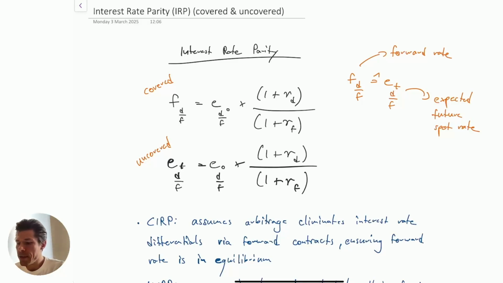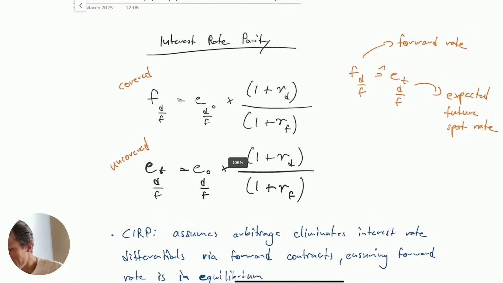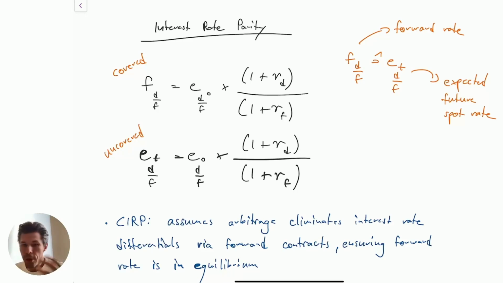Today we talk about interest rate parity, IRP, covered and uncovered. Here we try to calculate or approximate what the forward rate of a forward instrument should be between two countries, two currencies. Also, what should the expected future exchange rate be? F is the forward rate, ET is the expected future spot rate.